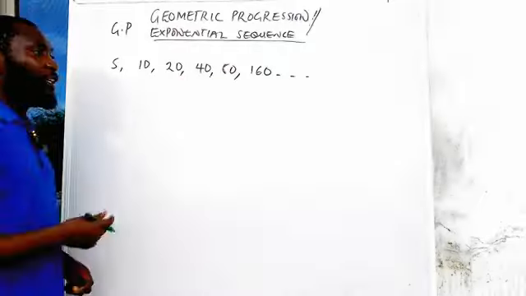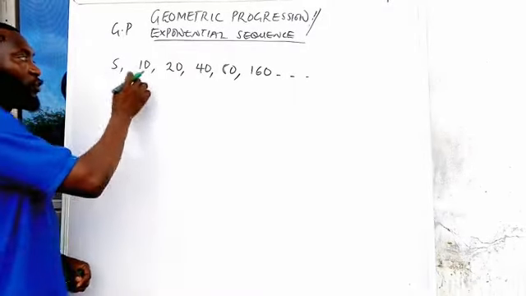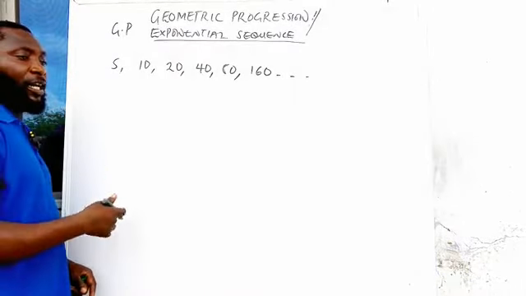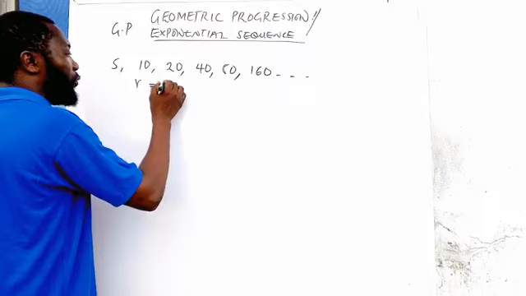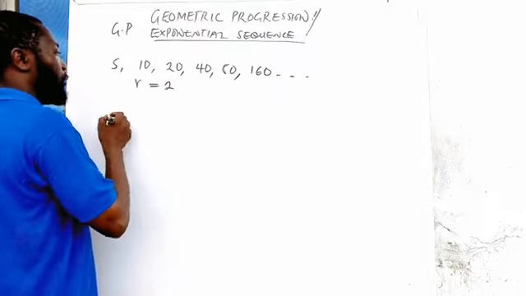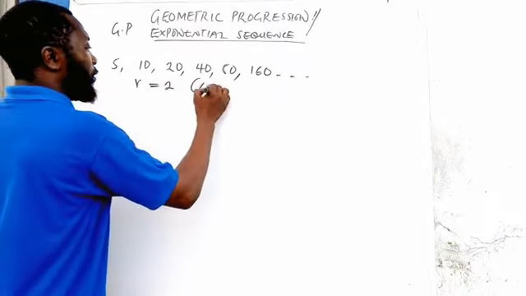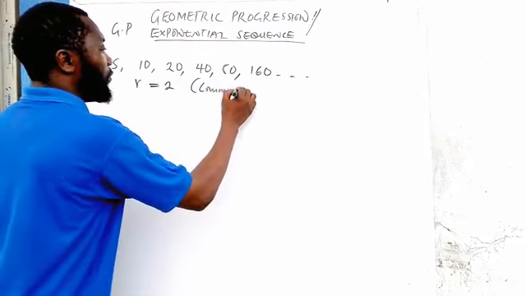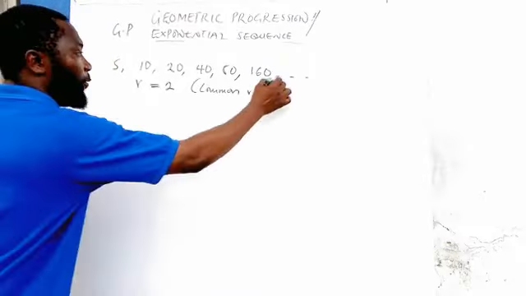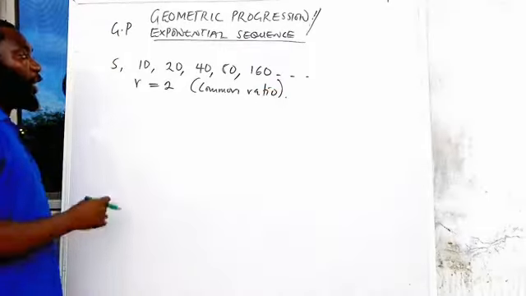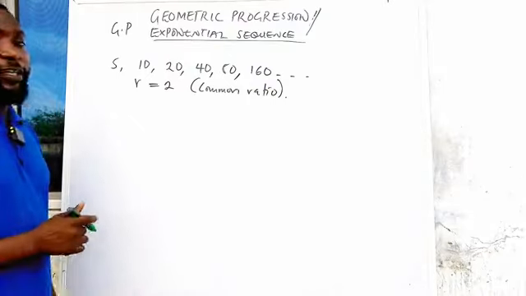In this case, there is a value we are using to multiply each term, and that is 2. That is what we call common ratio. Common ratio. And how do we find the common ratio?